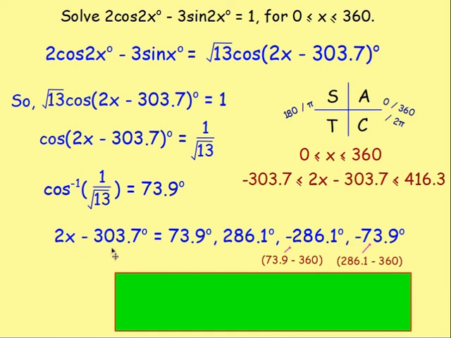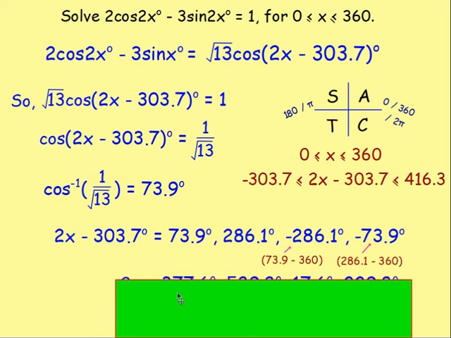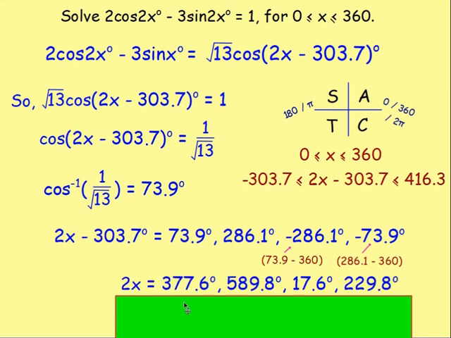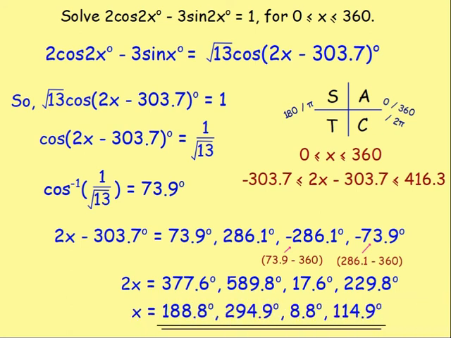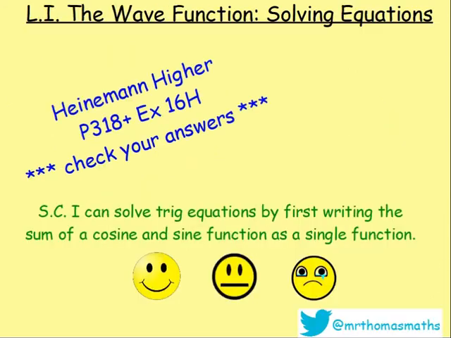From there then, to get 2x, you would add 303.7 onto each of these values. That is what you will end up with. And after that, you will then divide by 2. So x is going to be 188.8, 294.9, 8.8, and 114.9 degrees. Those will be the different values.